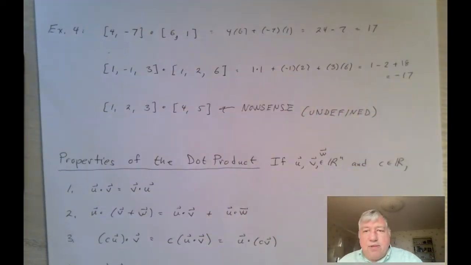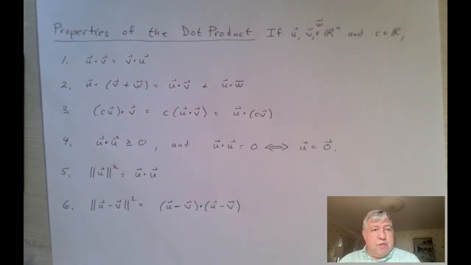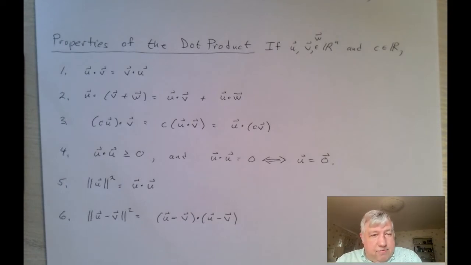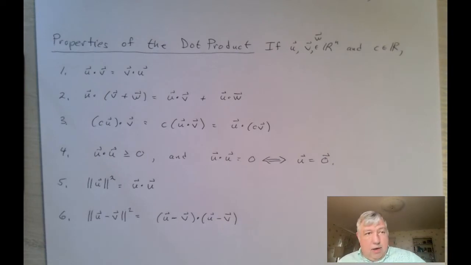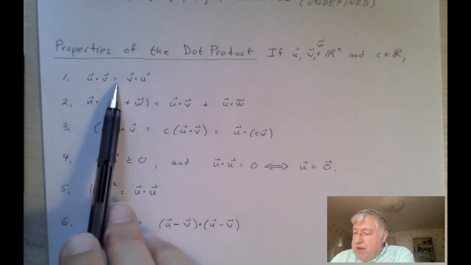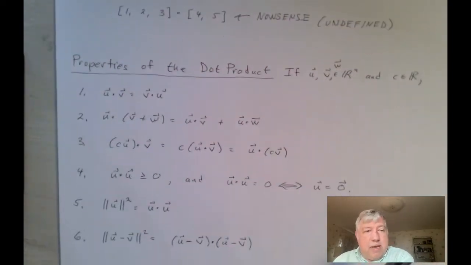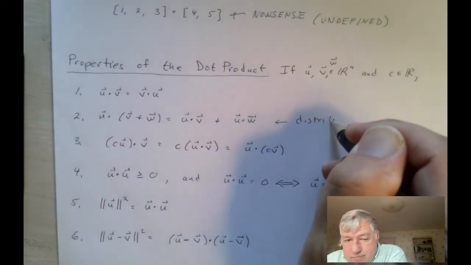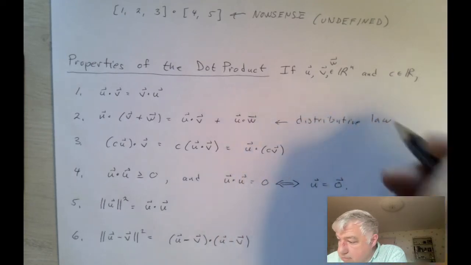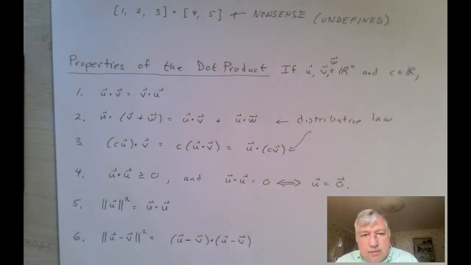So they have to have the same number of components for you to take the dot product or to do anything else with them. The properties of the dot product are given below. If we have vectors u, v, and w in Rn and a real number c, I think we can see what the u dot v should be: v dot u. Obviously, we can multiply these in any order. That doesn't matter. Number 2 is really just a case of the distributive law. This is also sort of a case of a distributive law where you can factor out a c.